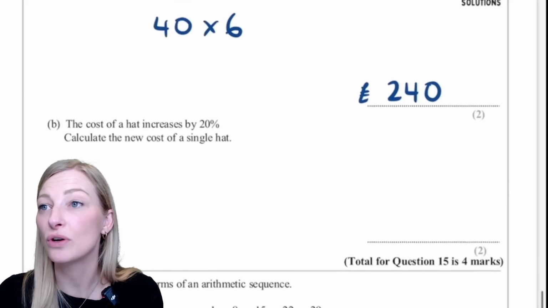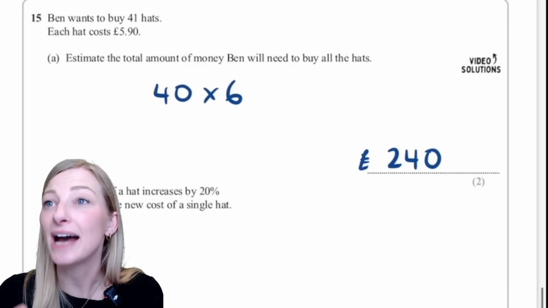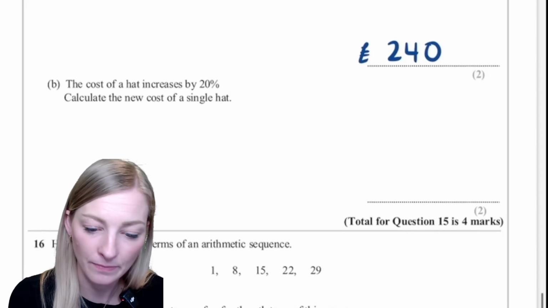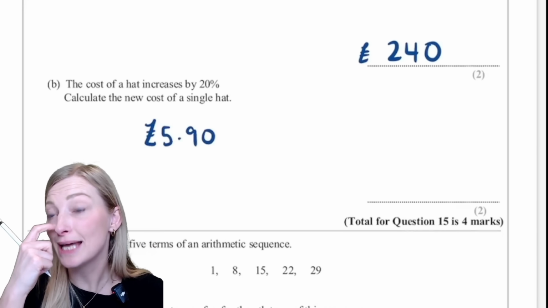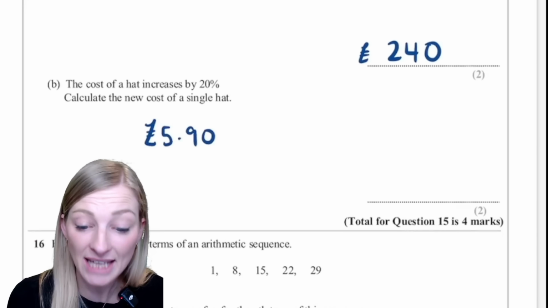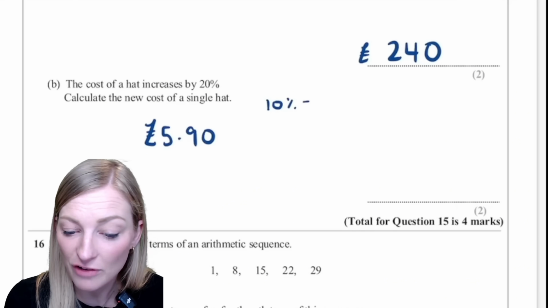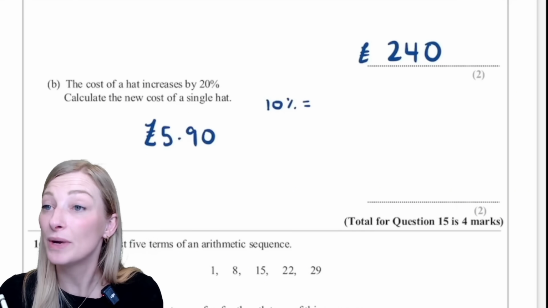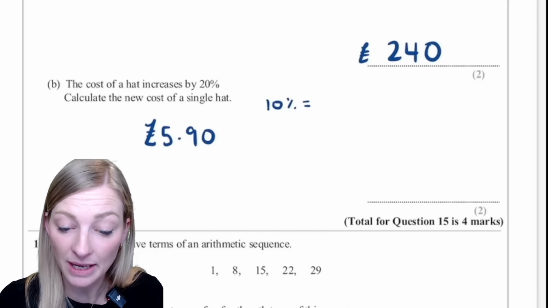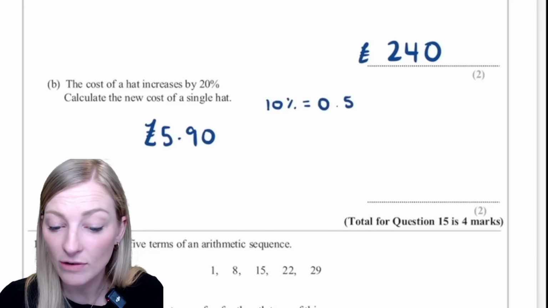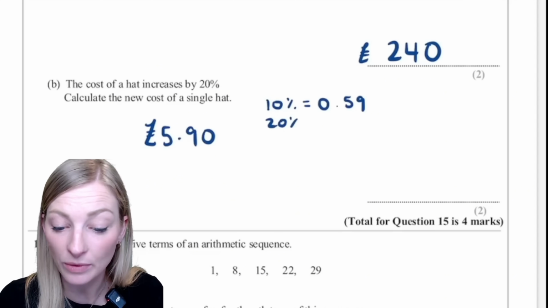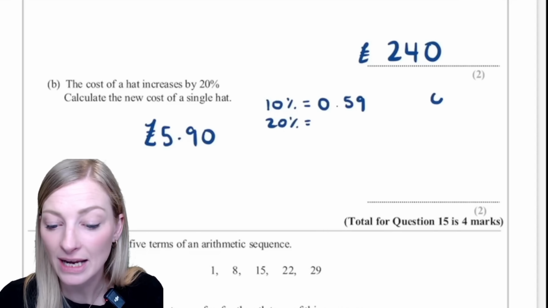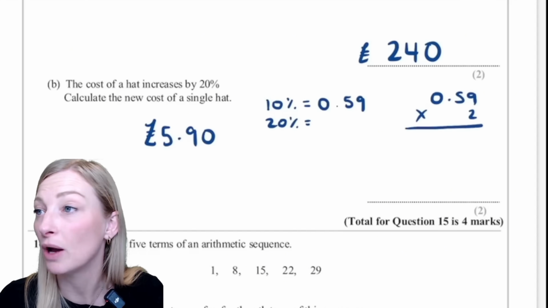For part B, the cost of a hat increases by 20%. Calculate the new cost of a single hat. So each hat is £5.90, and we want to increase that by 20%. Now, 10% of £5.90, to get 10%, we divide by 10. So that's going to be 59p or 0.59, which means that 20% would be double that. So 0.59, add another 0.59, or 0.59 multiplied by 2.